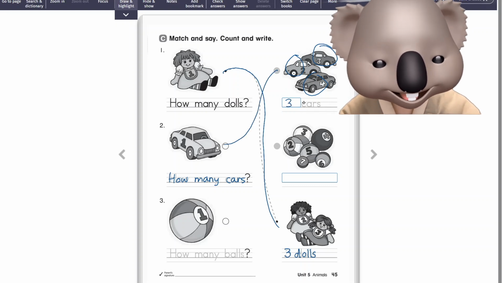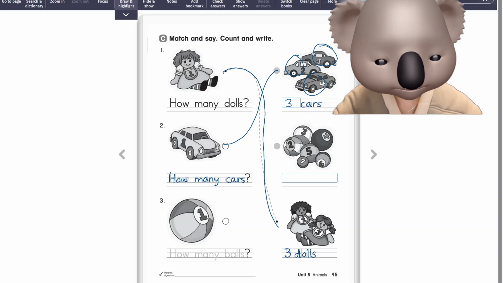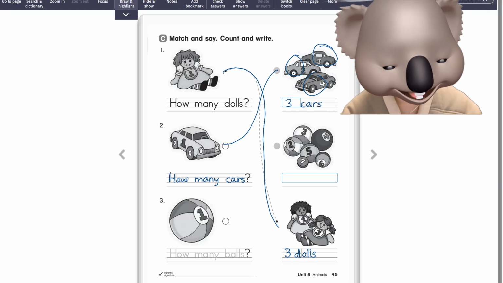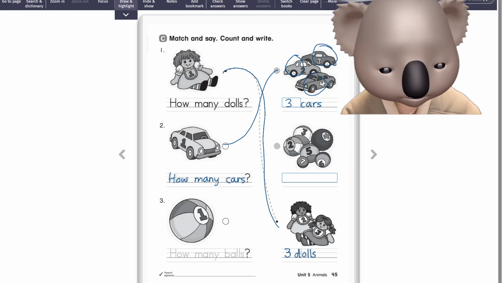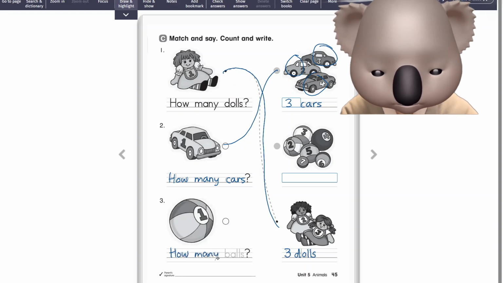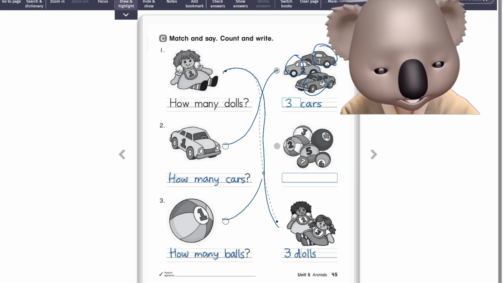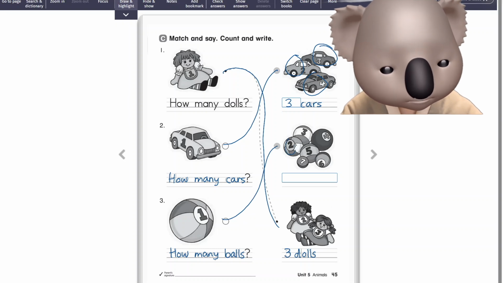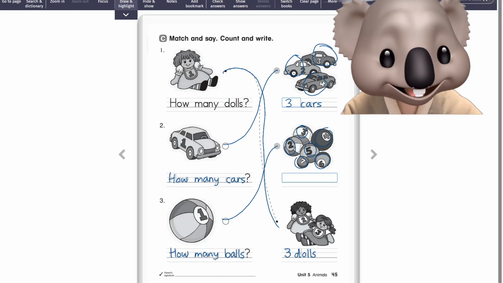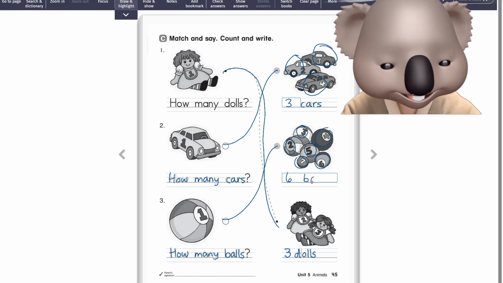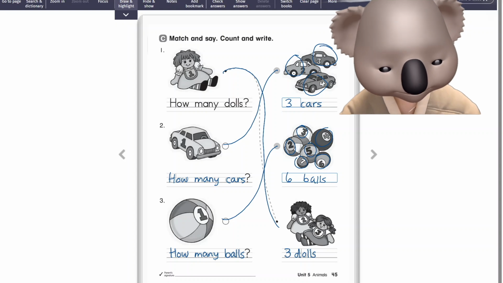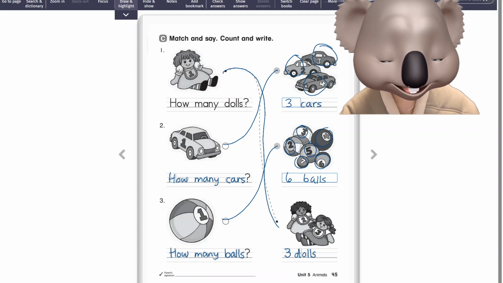연결하고 let's write. Number 3, how many balls? 연결하고 1, 2, 3, 4, 5, 6. 6 balls. Very good. We're all done.